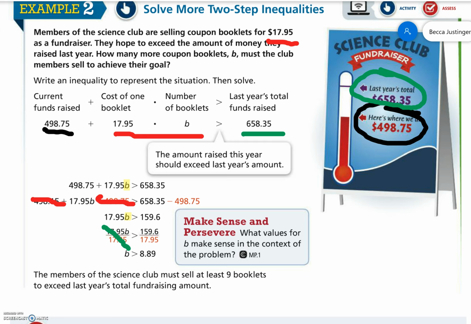So the number of booklets they must sell is more than 8.89. Again, we can't sell 0.89 of a booklet, so they're going to have to sell 9 total booklets in order to exceed their goal, or sell more than 9 booklets.